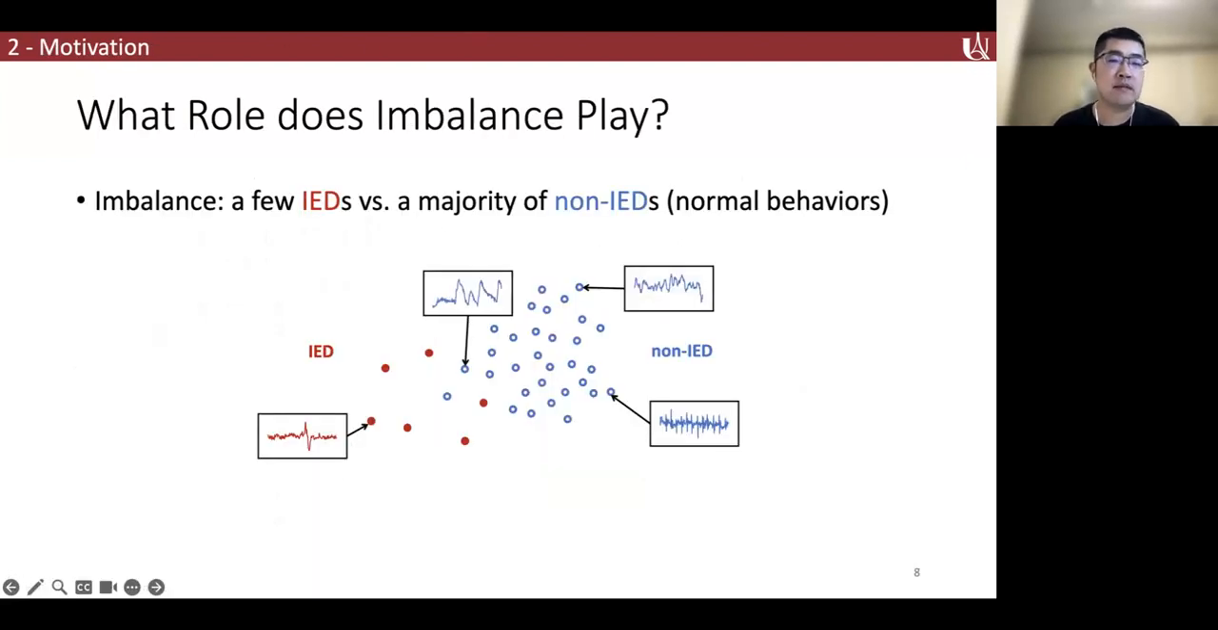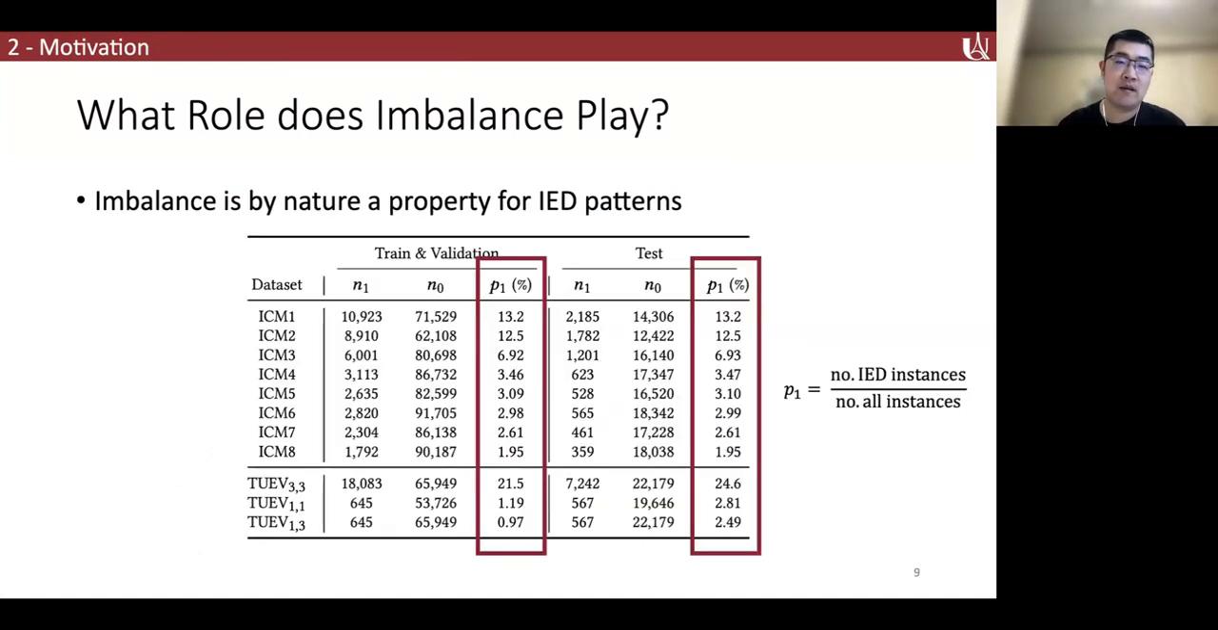So why does imbalance matter here? By imbalance, we mean that there are only a few IED patterns in the dataset. The majority of the patterns in the dataset are just non-IEDs. Non-IED means that they are either normal behaviors or random noises. And imbalance is actually a very natural characteristic of the IED patterns across all the patients.